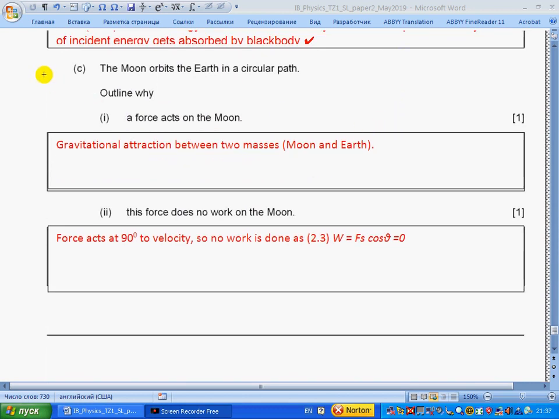The Moon orbits the Earth in a circular path. Outline (i) why a force acts on the Moon. Gravitational attraction between two masses, the Moon and the Earth. (ii) The force does not work on the Moon. The force acts at 90 degrees to the velocity, so no work is done. According to section 2.3, work equals force times displacement times the cosine of the angle between them, so the angle is 90 degrees and the work is 0. This finishes the paper.